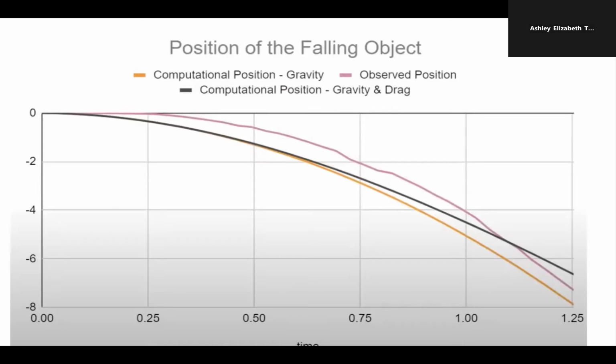From the velocity graphs, we can also see evidence of terminal velocity. In the gravity-only model, velocity increases linearly over time. However, in the drag model, velocity begins to level off, showing that drag eventually balances gravity. This demonstrates that the object approaches a final velocity.